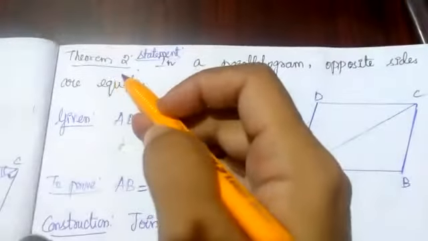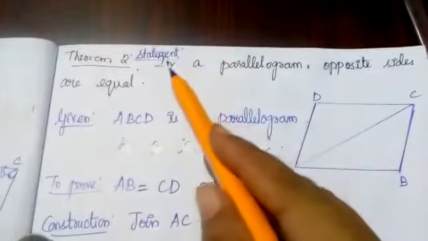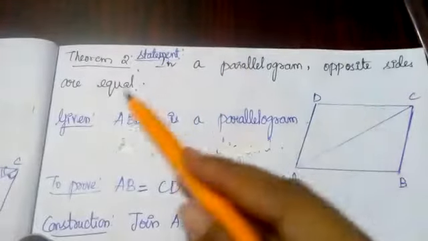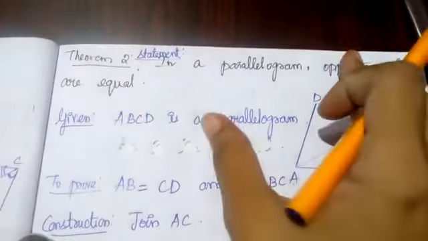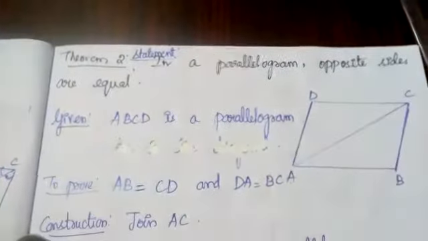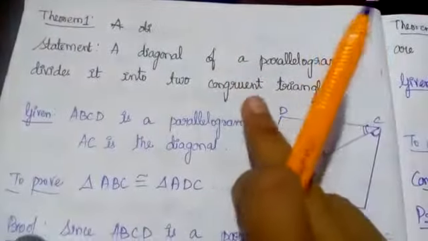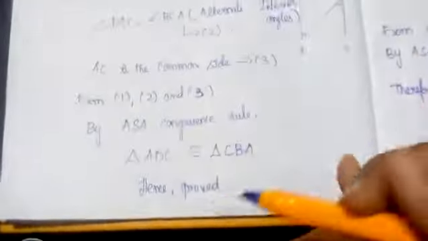We are going to see theorem 2. The statement is: in a parallelogram, opposite sides are equal. We are going to prove this. It is the same as how we proved that a diagonal of a parallelogram divides it into two congruent triangles. The same proof, but at the last we have one more step.